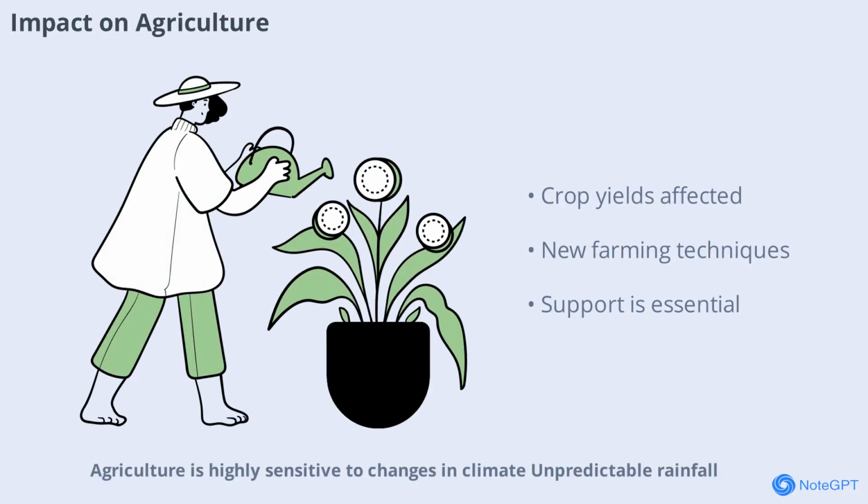Agriculture is highly sensitive to changes in climate. Unpredictable rainfall, rising temperatures, and extreme weather events can reduce crop yields and threaten food security. Farmers are adopting new techniques such as drought-resistant seeds and efficient irrigation to cope with these challenges. Government support and scientific research are essential for helping the agricultural sector adapt to a changing climate.